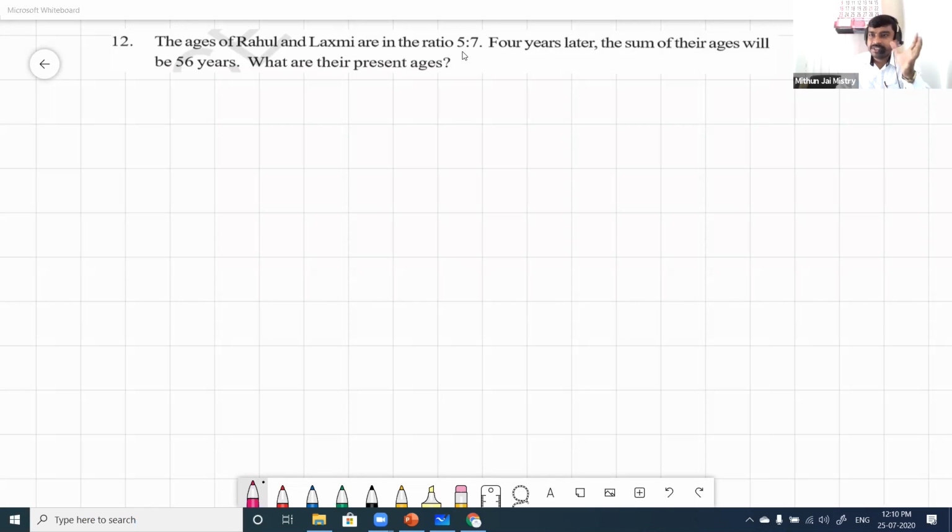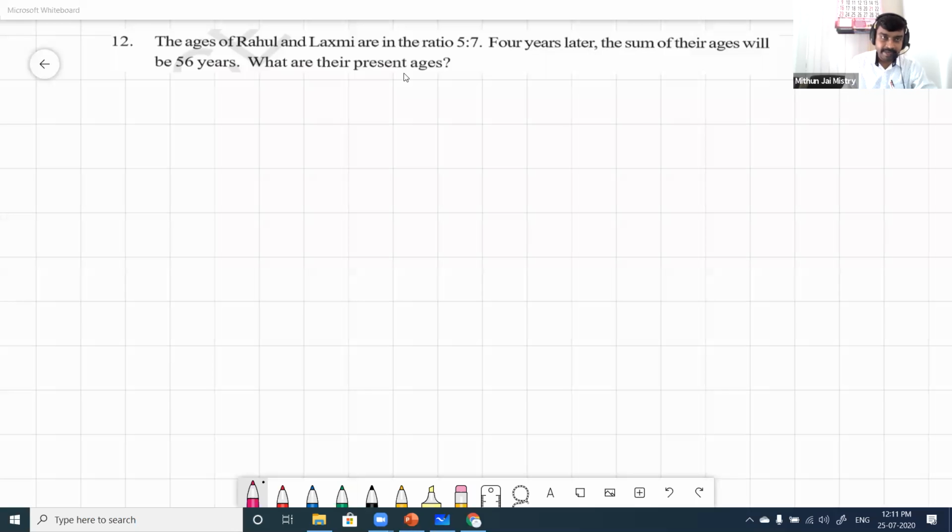But their ratio is given. That means if Rahul's age is 50 years, Lakshmi's age is 70 years. If Rahul's age is 5 years, Lakshmi's age is 7 years. If Rahul's age is 10 years, Lakshmi's age is 14 years. Means the ratio is given, right? Now 4 years later means after 4 years, the sum of their ages will be 56 years. Not now, not the present. After 4 years, if you add their ages, the sum will be 56 years, right? The question is, what are their present ages?